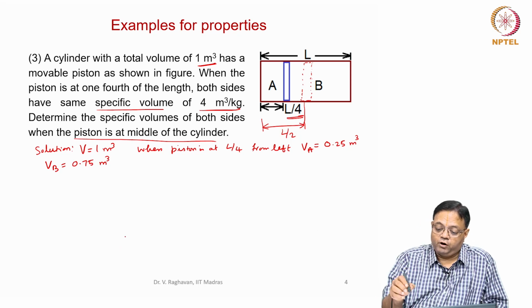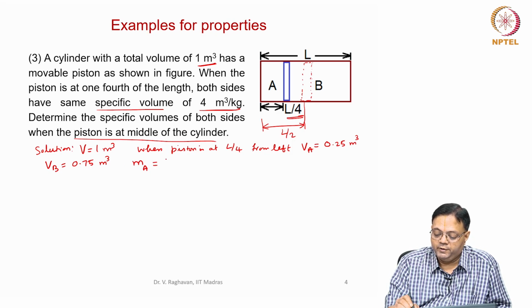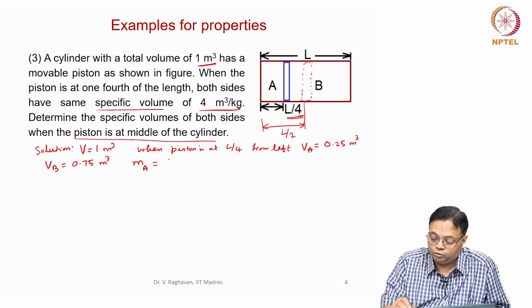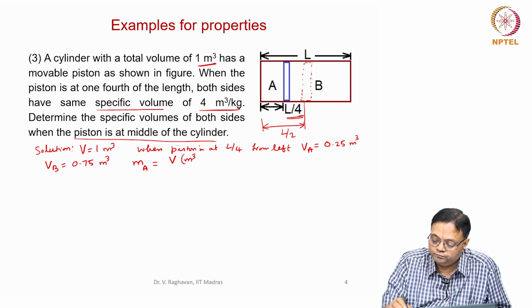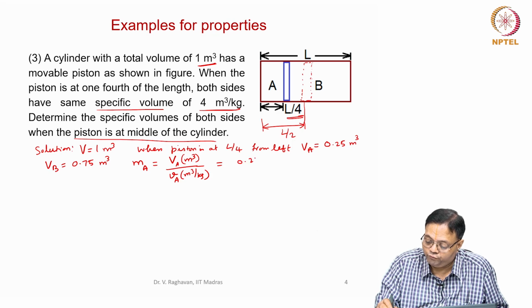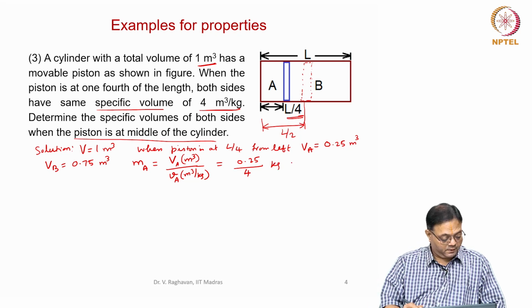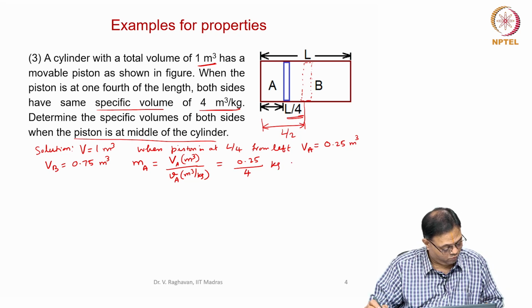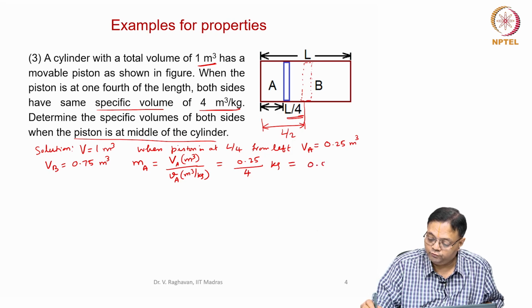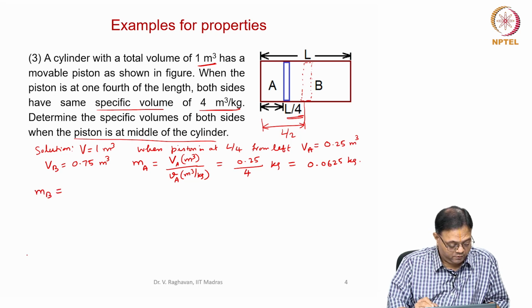So, specific volumes are same here for this case, that is mass in A will be equal to what? Total volume in meter cube in A divided by the specific volume in meter cube per kg. This is 0.25 divided by 4 kg. This is equal to 0.0625 kg.